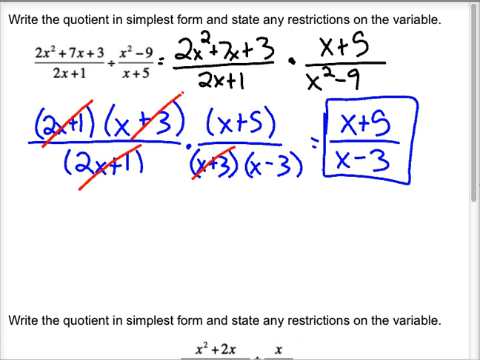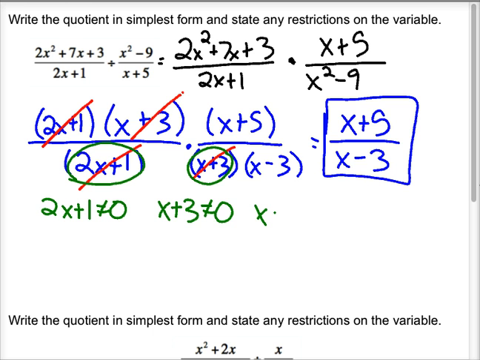And now, when we're stating the restrictions, remember we take every piece from the original denominators. Oops. Sorry about that. But remember, in that second fraction, because it's been flipped, both the top and the bottom have been in a denominator. So both have to be listed in those restrictions.